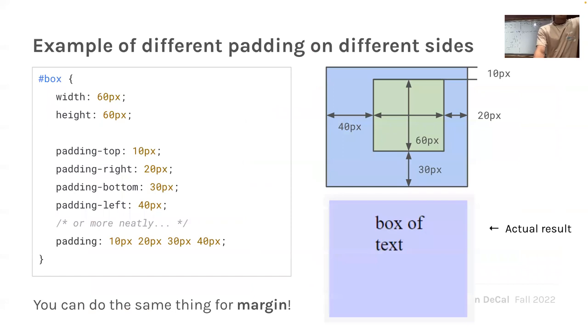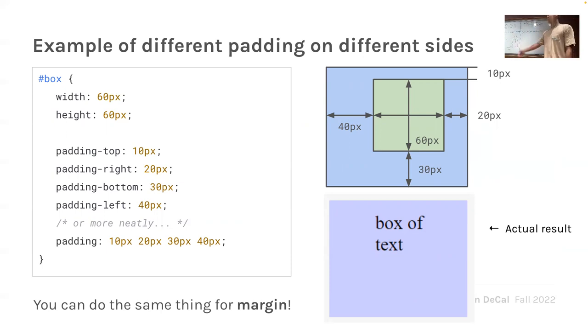So here's an example of things with different padding on the sides. I mean, this looks really bad too, but if you want to put padding on the top 10 pixels and then right 20 pixels, bottom 30 pixels, and then left 40 pixels, it'll be hella off center, but this is just for the purposes of demonstration.